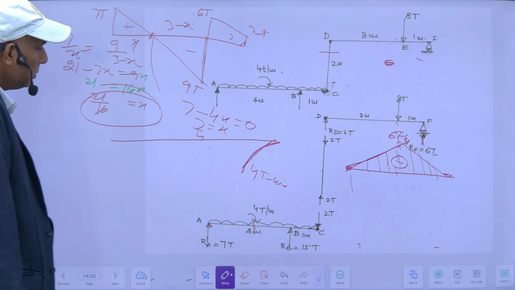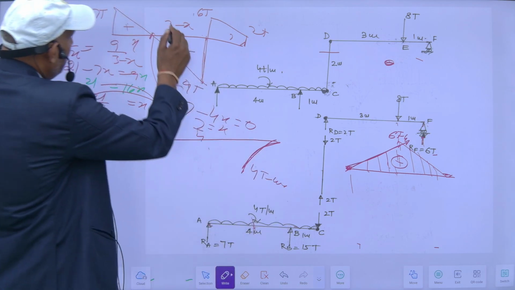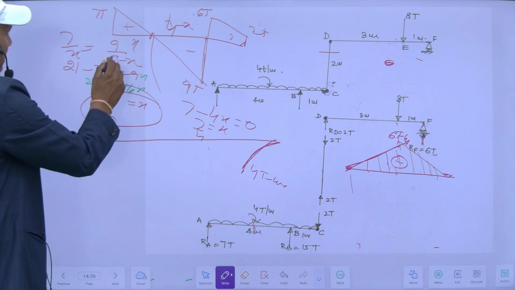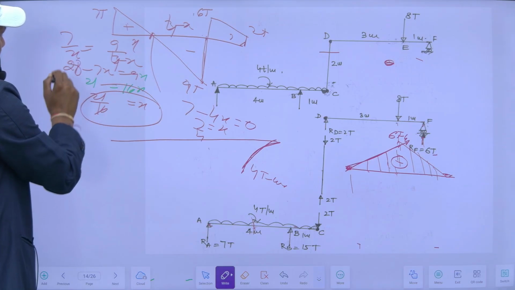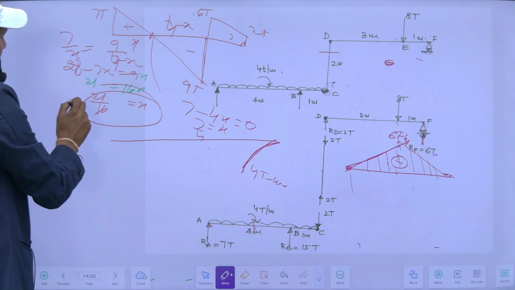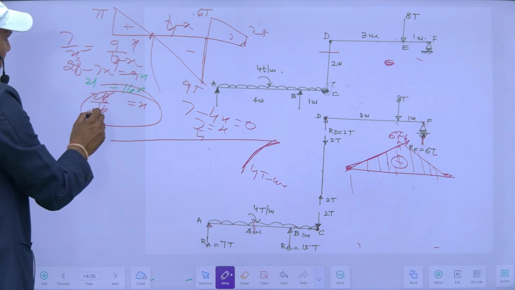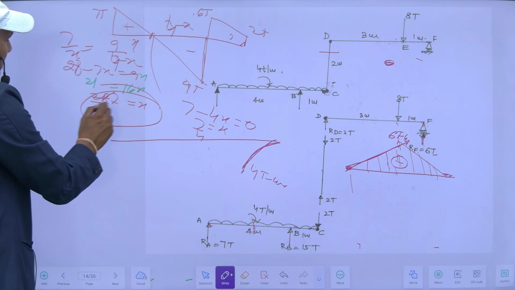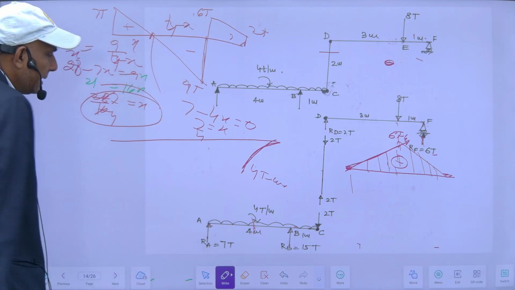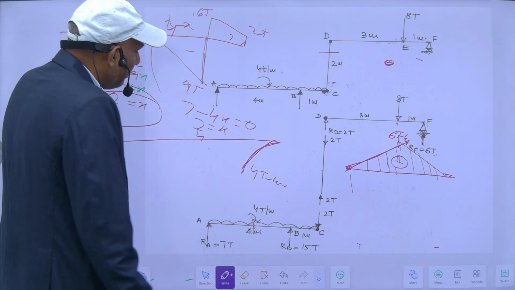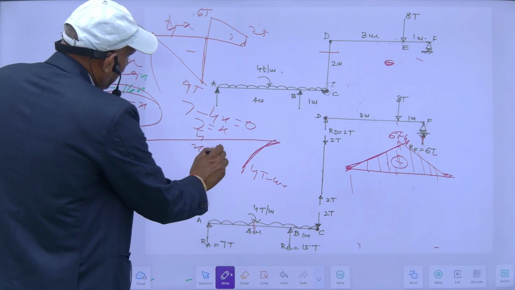Oh, it's 4 here. So it will be 4 minus x. So it will be 28 plus 7x. So it will be 28. So either from this triangle or from making F(x) equal to 0, I can find this position. This will be equal to x equals 7 by 4 meter.